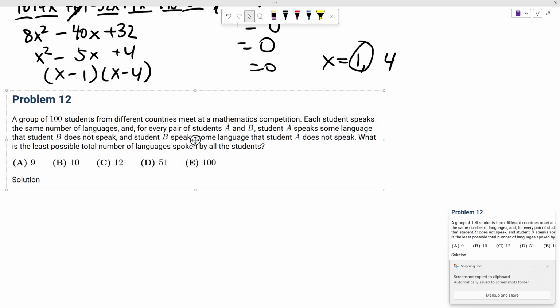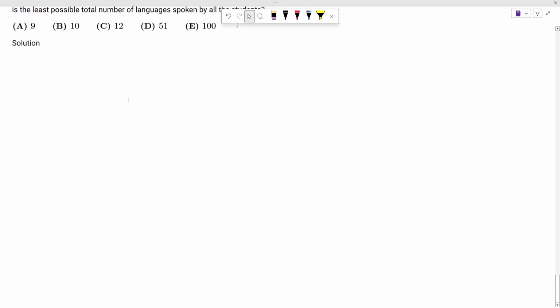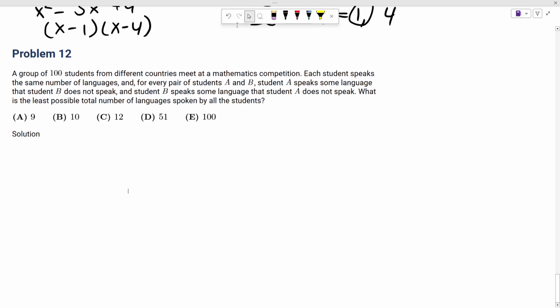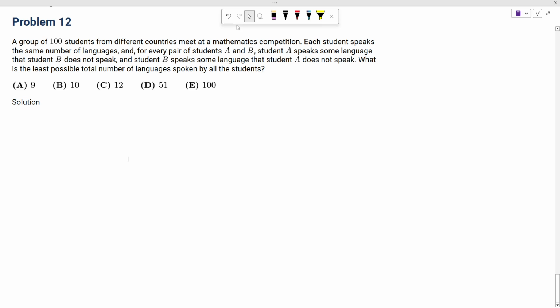Problem 12. We have 100 people, and they all speak the same number of languages. For every pair of students A and B, A speaks some language that B does not speak, and B speaks some language that A doesn't speak. What is the least possible total number of languages spoken by all the students? So let's say there's n total languages, and they all speak k of these languages.